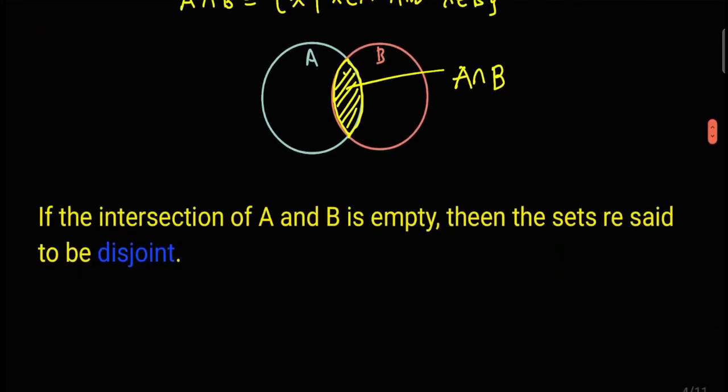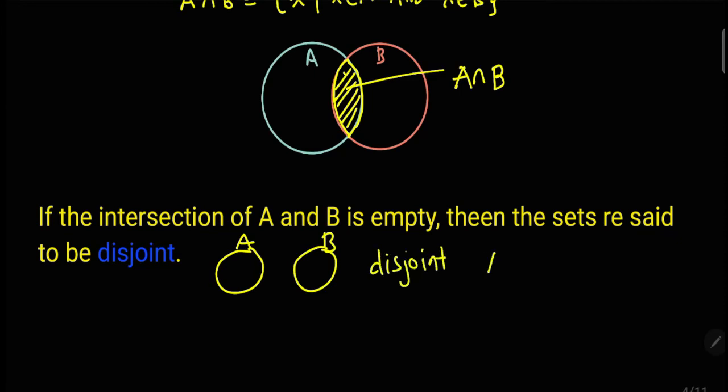If the intersection of A and B is empty, then the sets are said to be disjoint. So we can have the scenario where A and B do not overlap. We call these disjoint sets, meaning the intersection is empty. So the two sets contain no common elements.